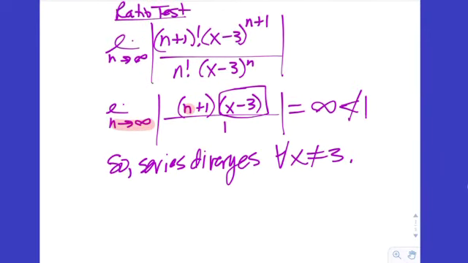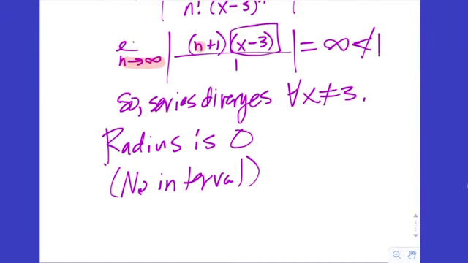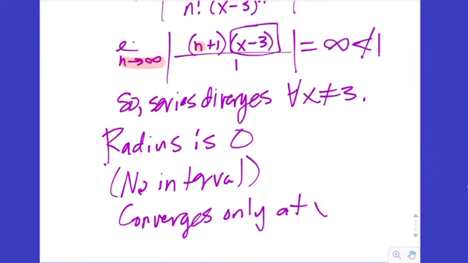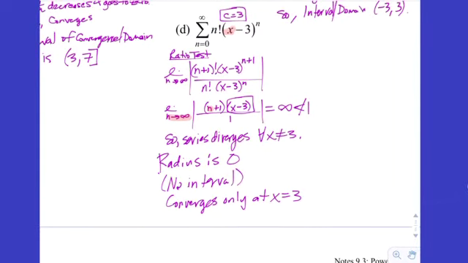Or you could say the radius of convergence is what? Is 0. Yep. And there is no interval. Okay? No interval. You could then say the series converges only at x equals 3. So all those kind of say the same thing. So that's where you really got to be careful. When the ratio test fails and you get that it diverges, you have to remember that it does diverge for all x except the center, because that's always true. That's where we're anchoring it, and so they share the point there.